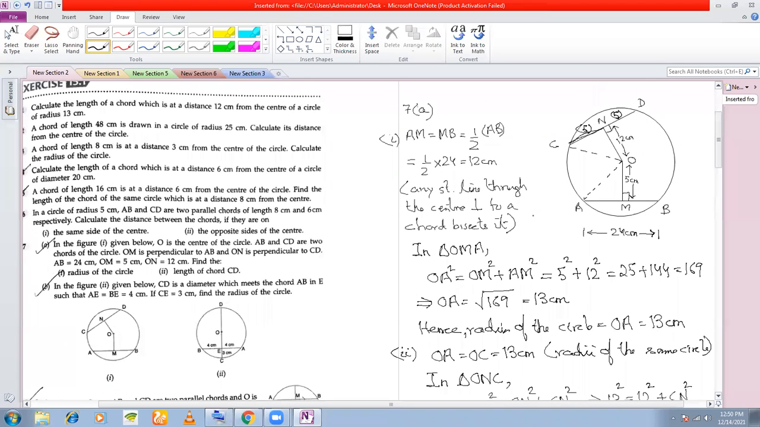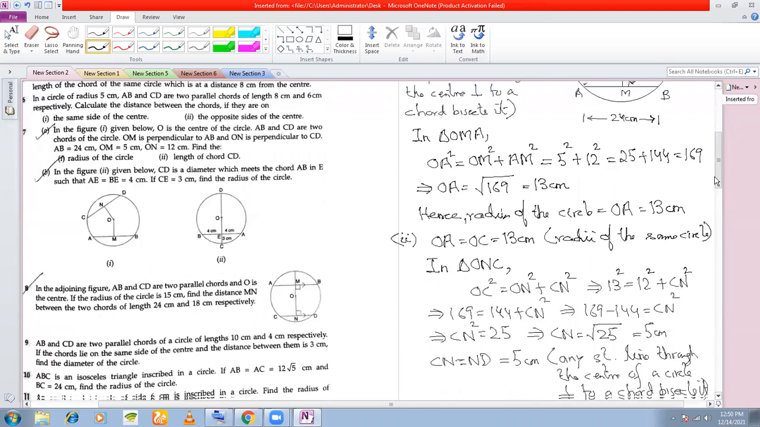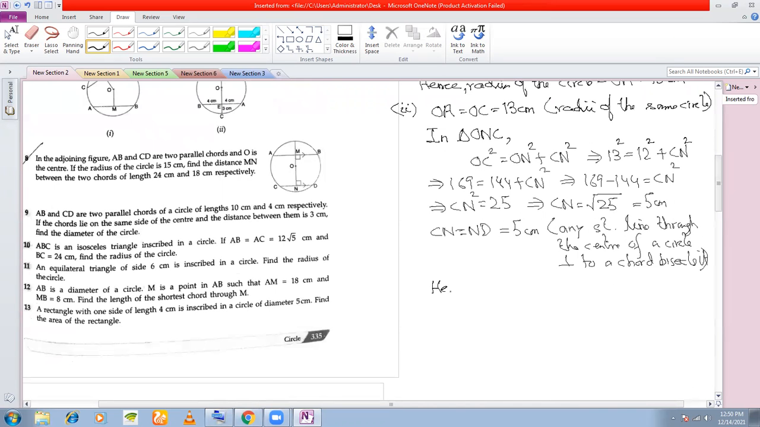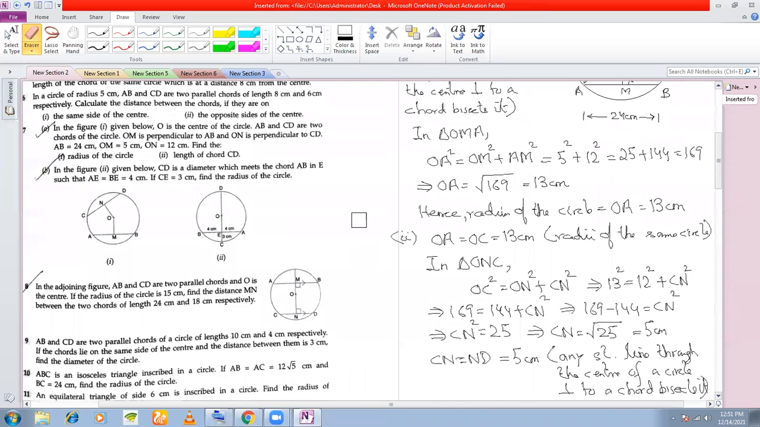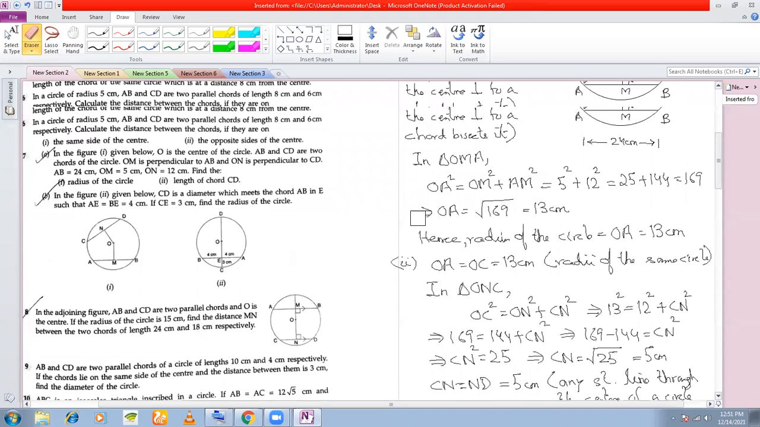So what is the length of the chord CD? 2 into 5, which is 10. Hence, the length of the chord CD is two into CN, which is equal to 2 into 5, which is 10 centimeters. And that's your answer. Any question? Clear? Everything? I can move to the next question now.